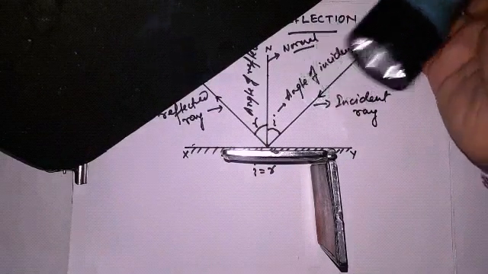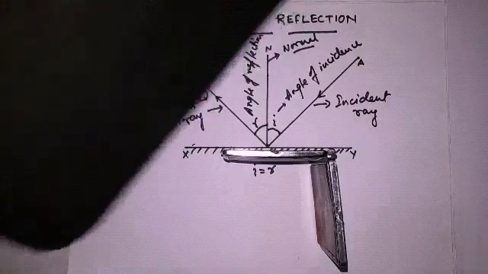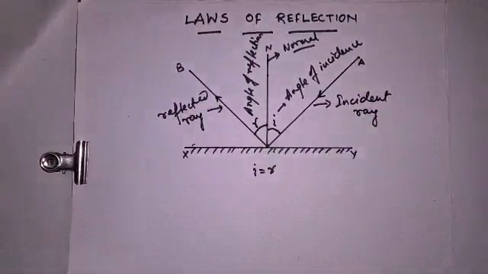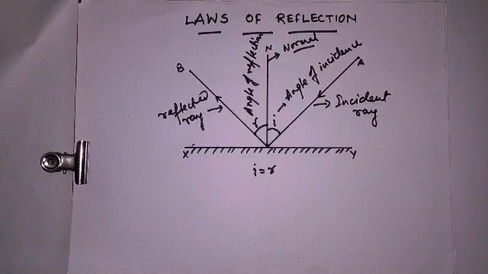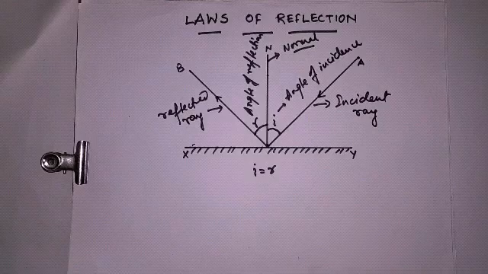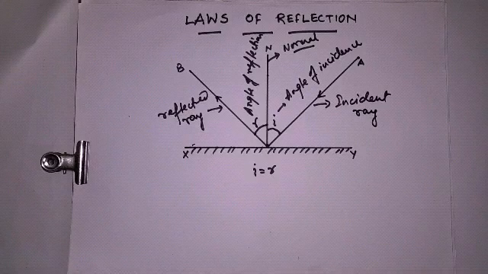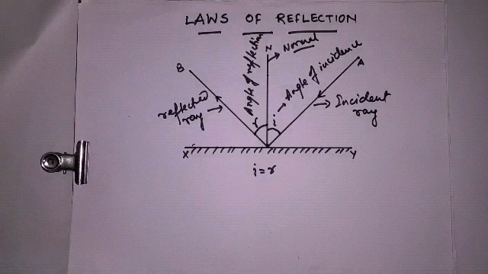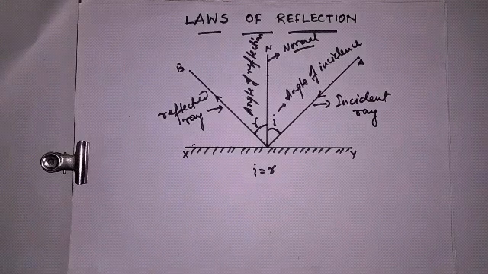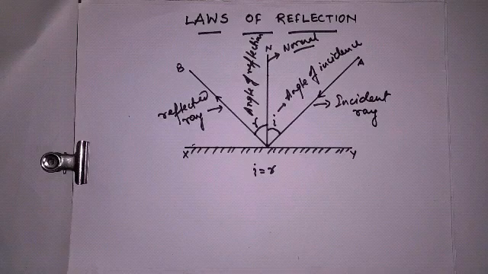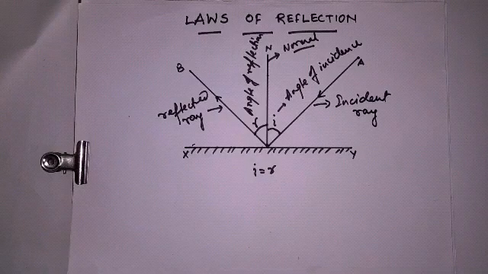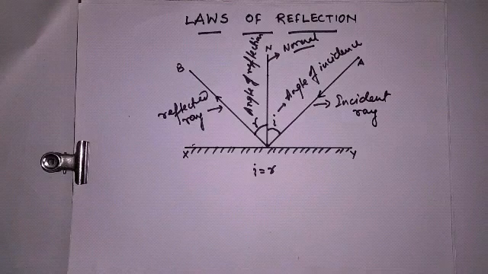Clear? Now, coming to some more aspects, one more important thing is about diffused and regular reflection. Regular reflection always obeys the law of reflection, whereas irregular or diffuse reflection does not follow the law of reflection. That is why you cannot see the image.